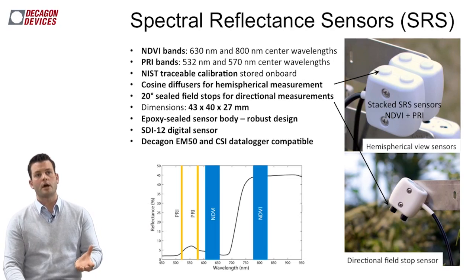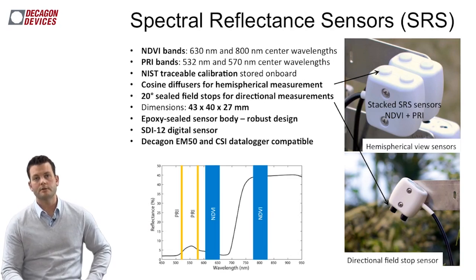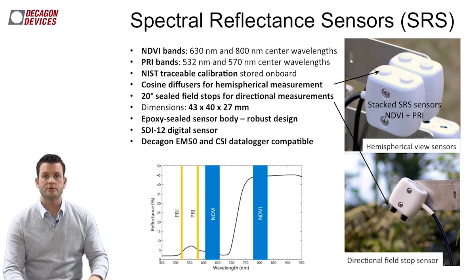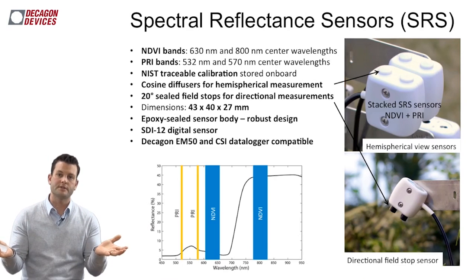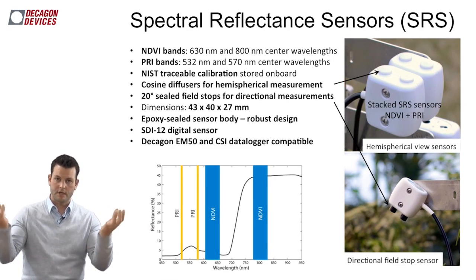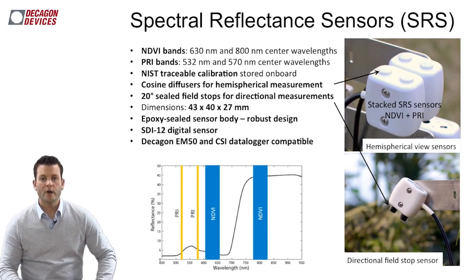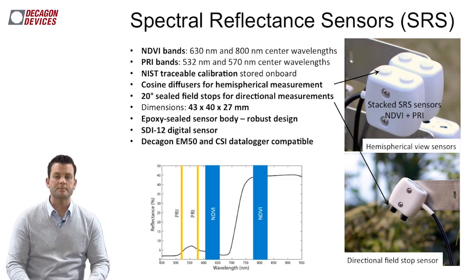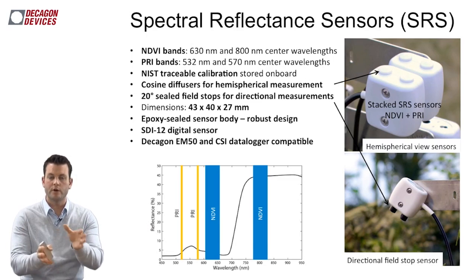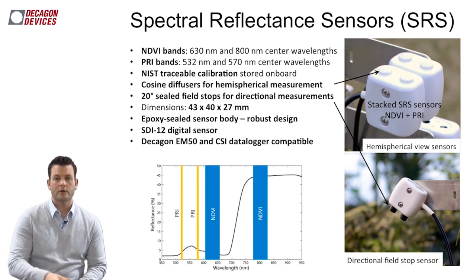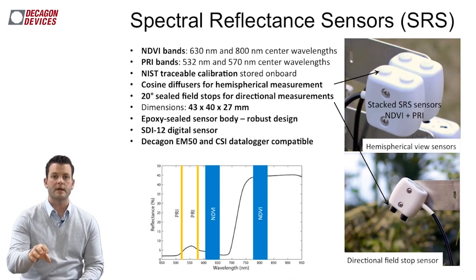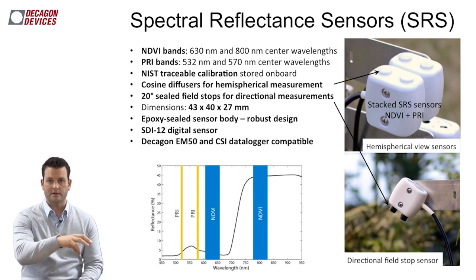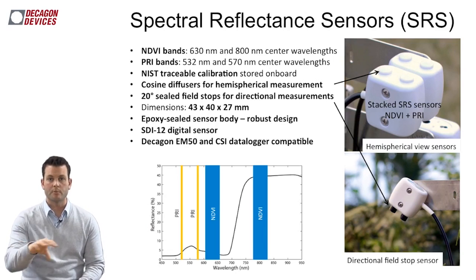One is designed for measuring incoming radiation. That would be the top right picture. You can see there are some Teflon diffusers that give a hemispherical view of the sky, which allow for measuring incident light. And then the bottom right shows the directional sensors that actually have physical field stops that restrict the field of view to 20 degrees. It also allows them to be pointable so that people who are using this can actually direct where that sensor is looking within a plant canopy.